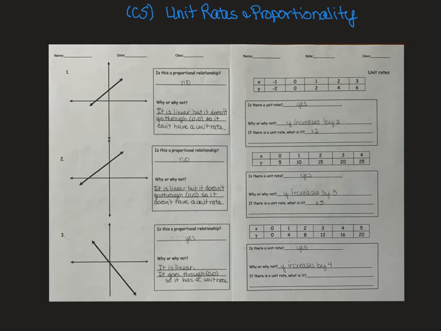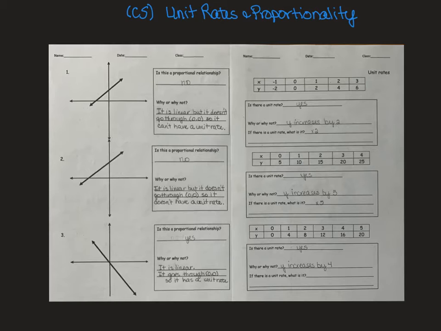Okay, here are the answers to the first worksheet in the packet I gave you. I'm going to look at the one to the right first. I want you to remember that when we talked about proportionality in the instructional video, we said that for a table or a graph or an equation to have proportionality, there needs to be a unit rate, which means in the graph it goes through 0, 0, and it must be linear.